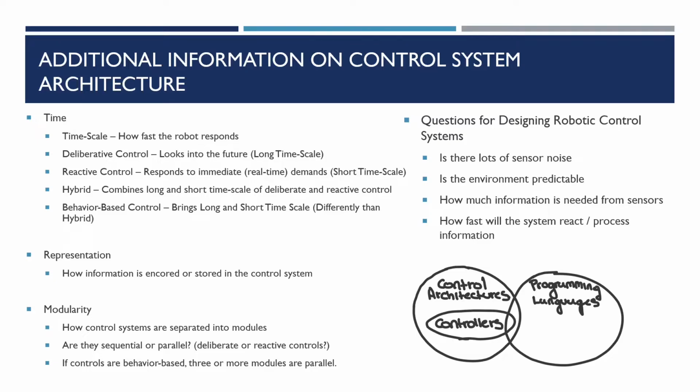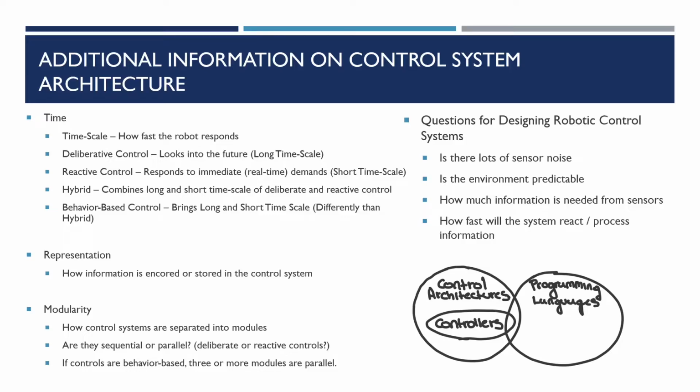We have deliberative control. It looks into the future. It's more predictive rather than being an automated system. Then we have reactive control, which responds to immediate real-time demands. Then we have hybrid and behavior-based control. They're similar but a little bit different. For example, hybrid control combines the long and short time scales of deliberative and reactive controls, but behavior-based does it differently, and we'll get into that later.